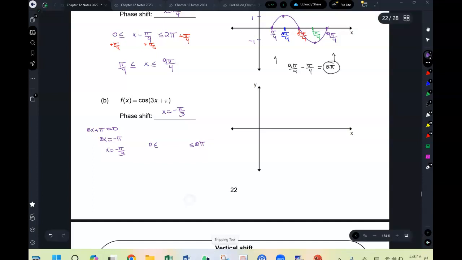So here, 3x plus pi, right? Subtract pi, so we get negative pi to pi. Okay, now divide by 3, so we get negative pi over 3, pi over 3. Okay, right. So now my starting point is going to be to the left of the y-axis, and my ending point is going to be to the right.